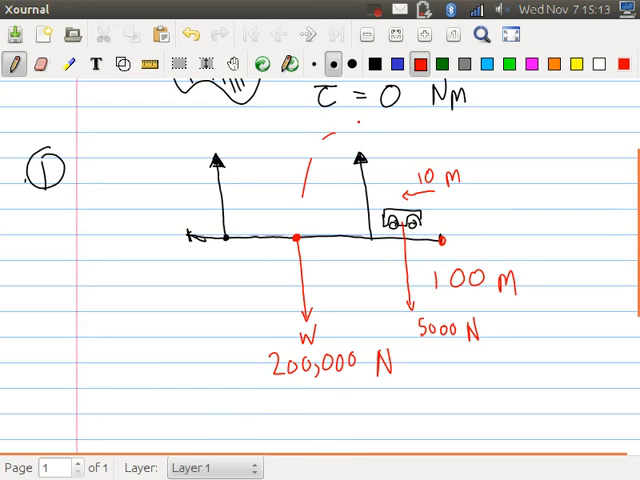Okay, so we would like to know, as an engineer, this is a good engineering problem. As an engineer, we would like to know how much tension, how much force is in each string.